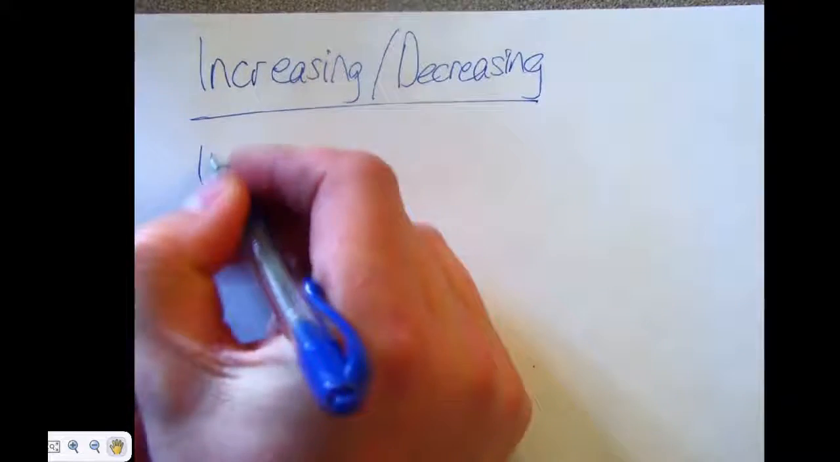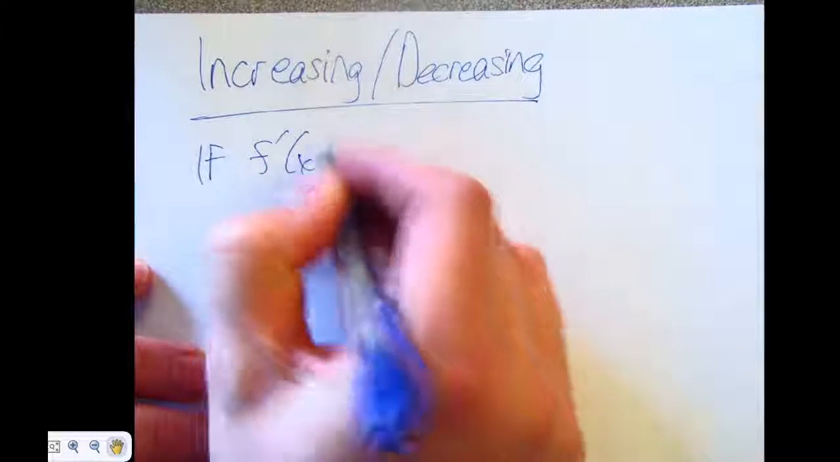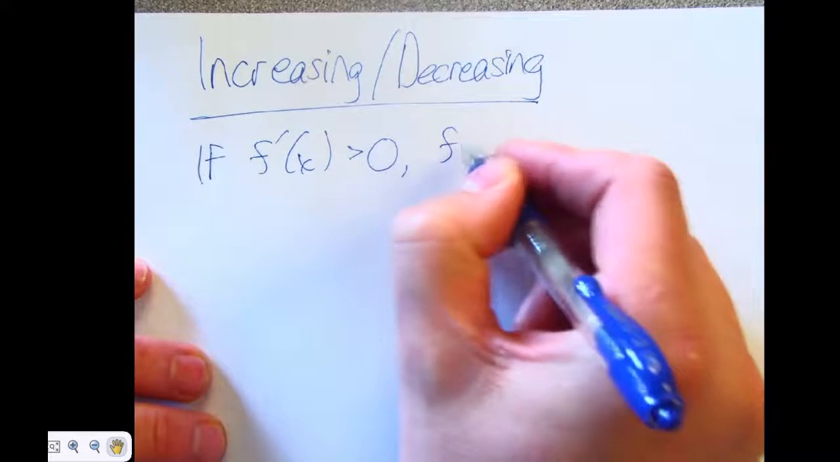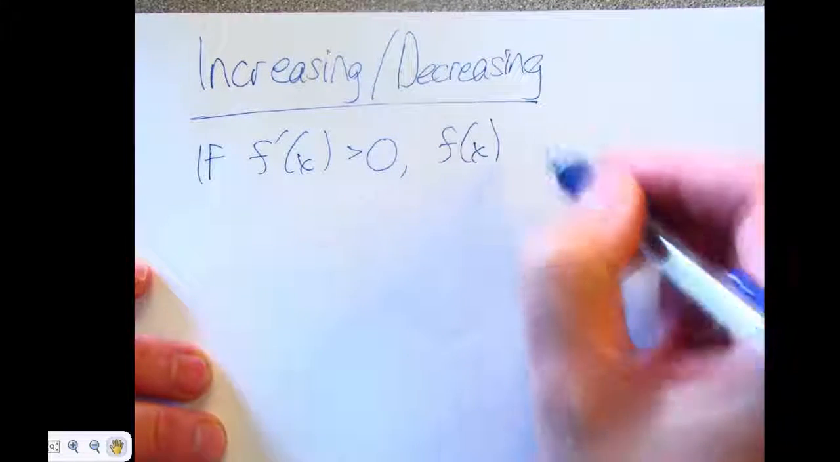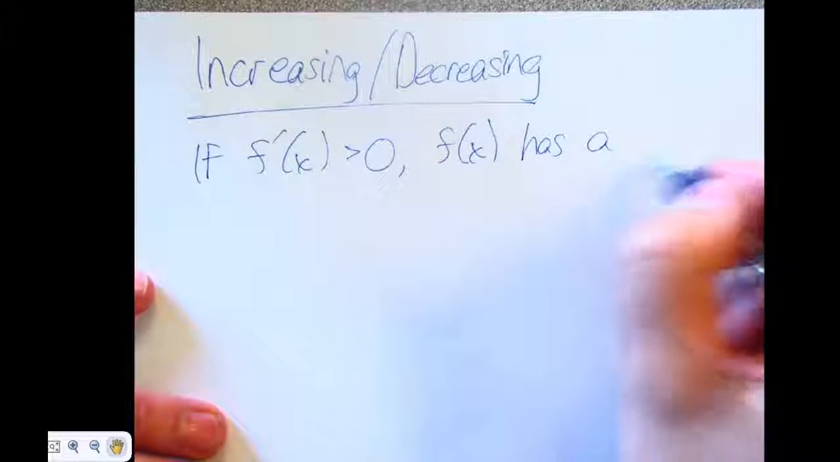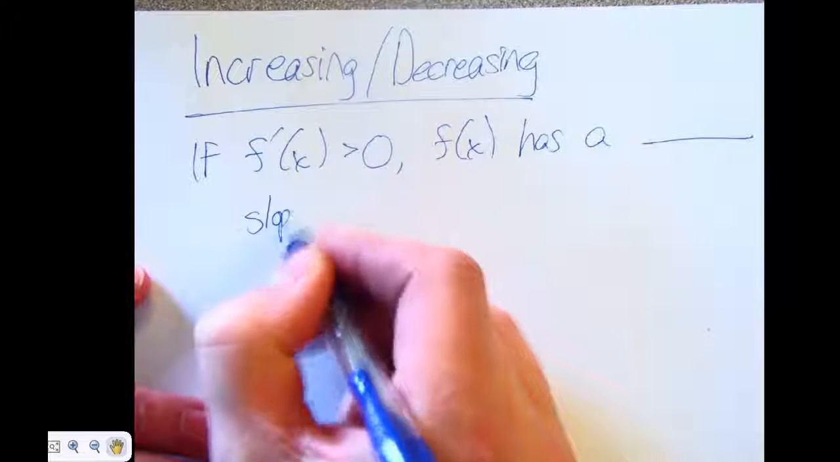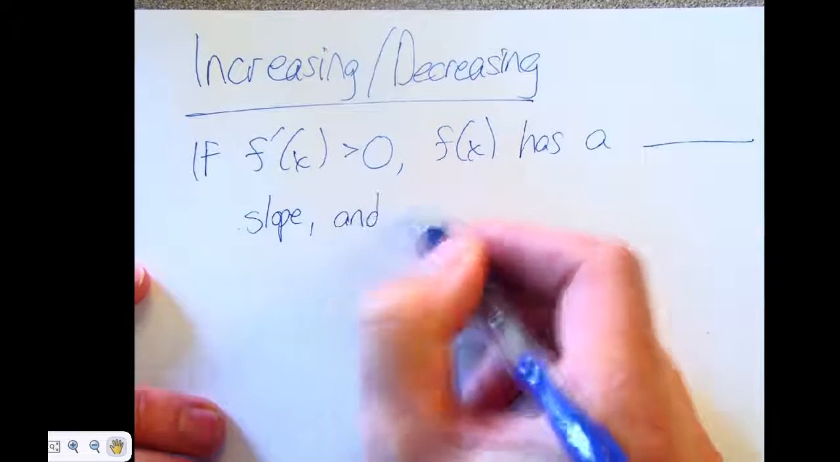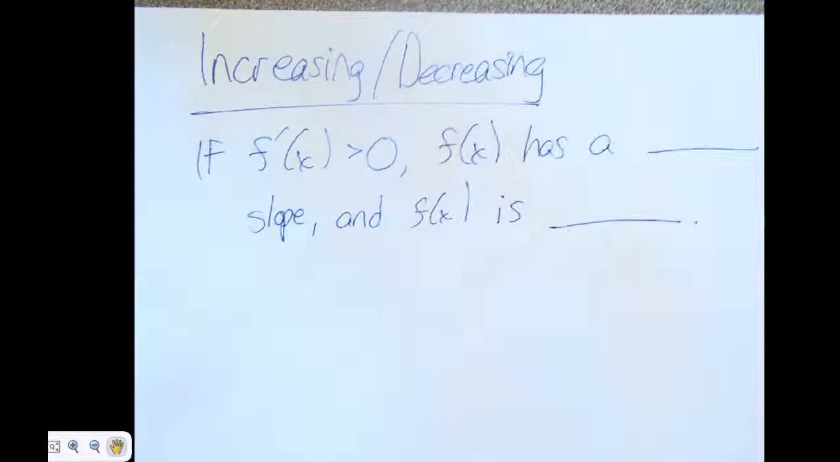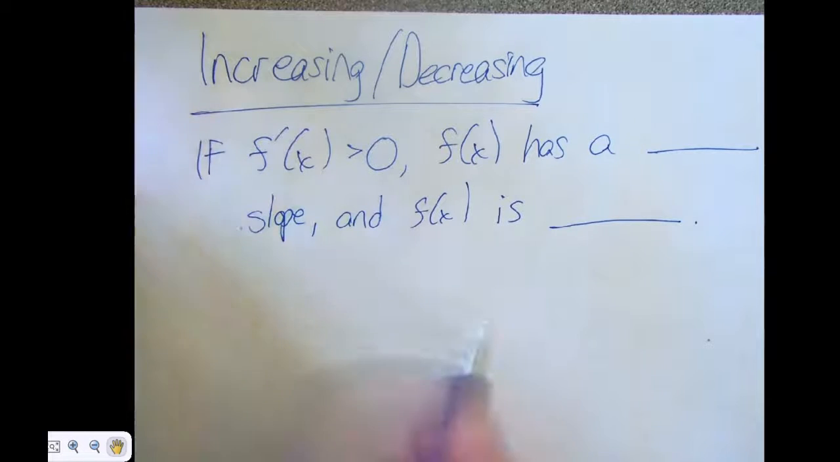So, if f prime of x is positive, then f of x has a blank slope, and f of x is blank. Kyle, fill in the first one. If f prime of x is greater than 0, then f of x has what kind of slope? Positive or negative? Positive. The derivative tells you the slope.